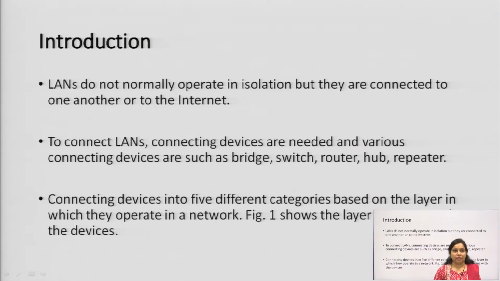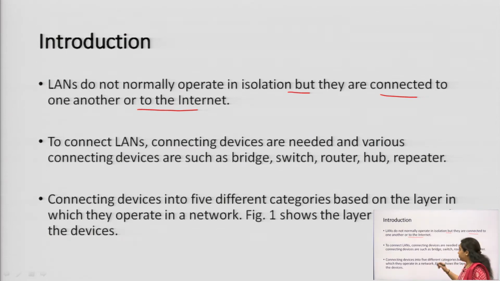So, the introduction is LANs do not normally operate in isolation, but they are connected to one another or to the internet. So, what is LAN? LAN is a local area network that is basically set up in a very small area, like in an office. A LAN is set up and it has to be connected to the internet definitely, because a LAN is set up for transferring any file or something for the office purpose, and that requires that it has to be connected to the internet, or it may be possible that 2 LANs are connected together.